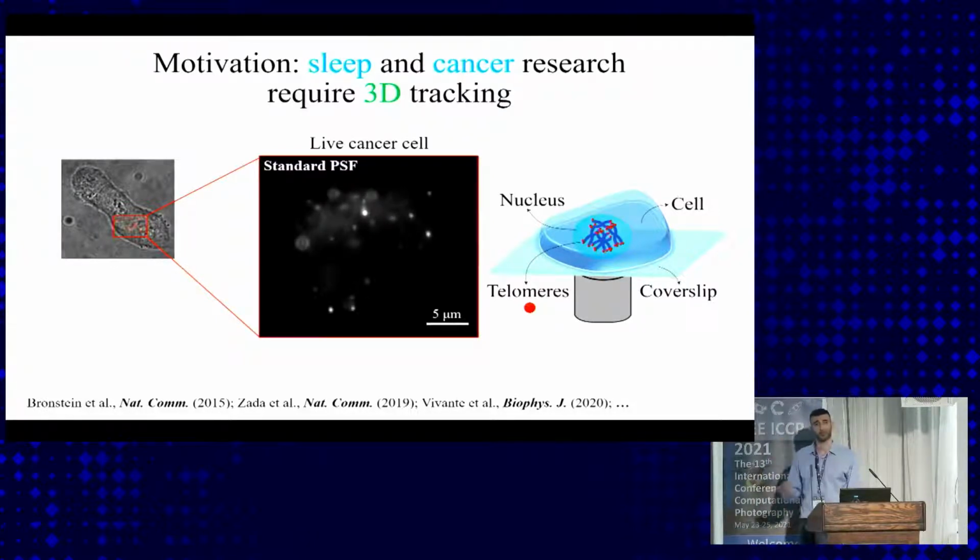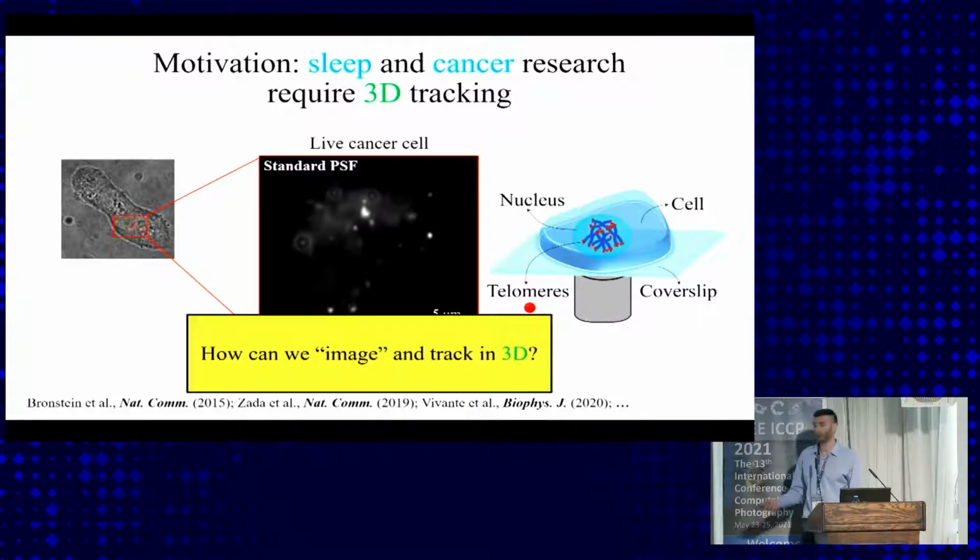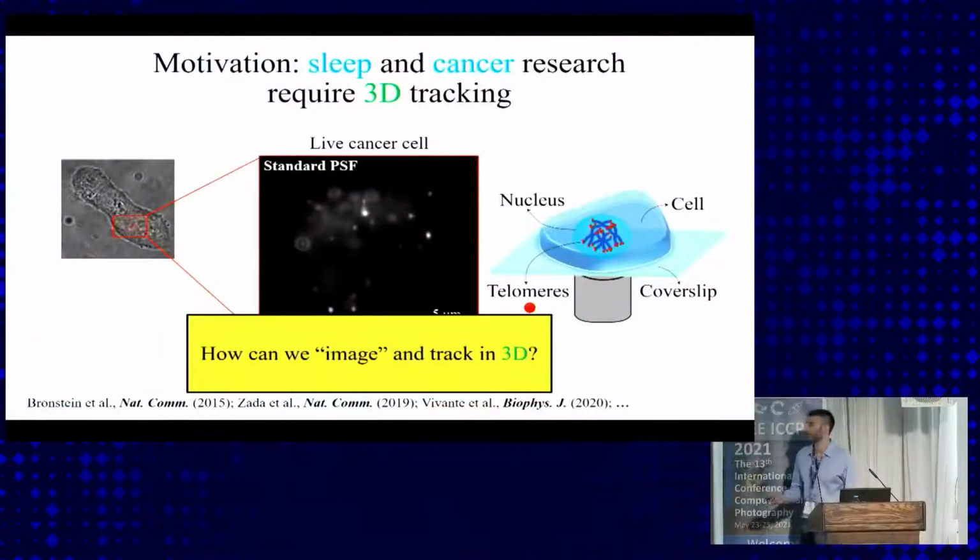And this is a problem because these things are moving, so we can't simply scan the focal position to get the entire 3D volume. Therefore, the question is, how can we image and track in 3D, and so get 3D tracks over time? To answer this question, let us look more closely at a single point source moving out of focus in a standard microscope.